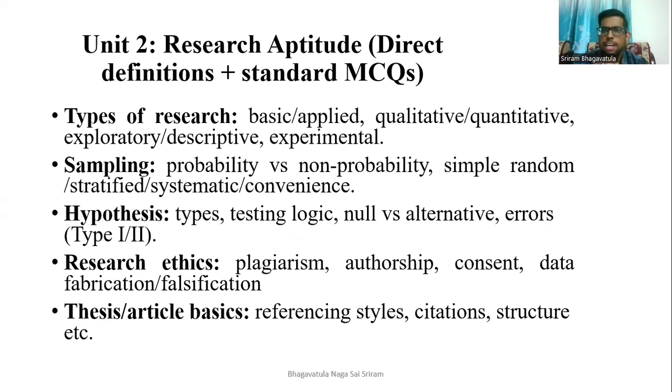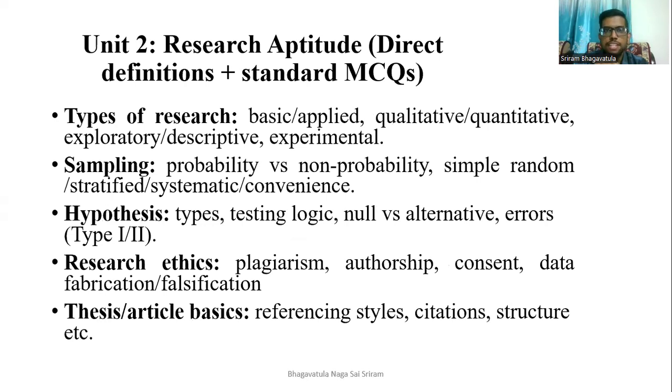In unit 2, the heading reads research aptitude. It is mostly based on direct definitions and standard MCQs. There are certain elements you need to know, and based on these definitions and concepts, you will be able to answer the questions.